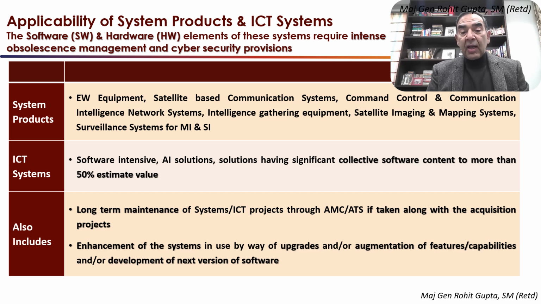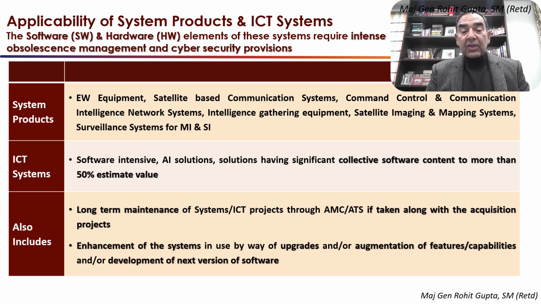AI solutions, artificial intelligence, and so these solutions have a significant collective software content of more than 50% of the estimated value, that is the value of the complete project. It also includes, since such systems require long-term maintenance of system and ICT projects, the AMC and the ATS. However, it is only if the AMC and ATS are taken along with the acquisition projects. You cannot later on start looking at it. Obviously, it can be taken as a separate project, but not as an add-on to the complete project.